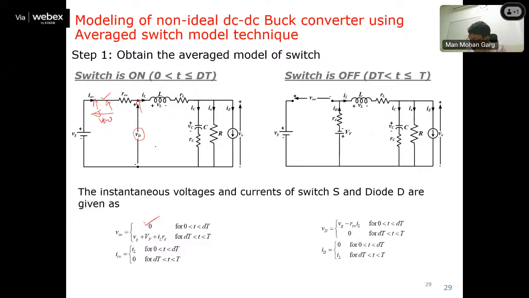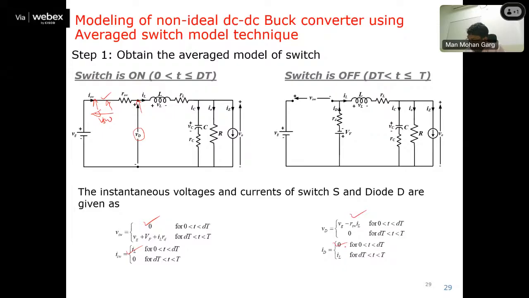Similarly, in the diode case, during the on period the current is 0, and the diode terminal voltage is Vg minus RL into ISW. Similarly, we can find the current through the switch. In this case, the current through the switch is IL, right? Now, what is the voltage across the switch? Voltage across the switch is 0. Now, what about the diode?